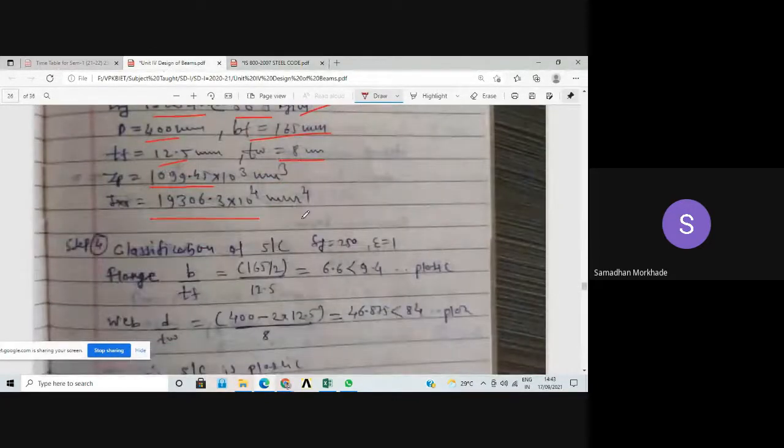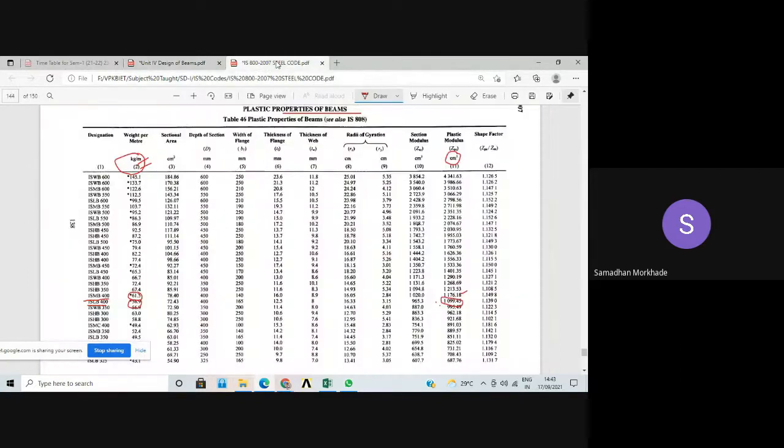And Ixx you can refer from the steel table also. I think in the IS code it is not given. Z is given, radius of gyration is given, area is given, but I think moment of inertia is not given. So for moment of inertia Ixx, Iyy we have to refer to the steel table.